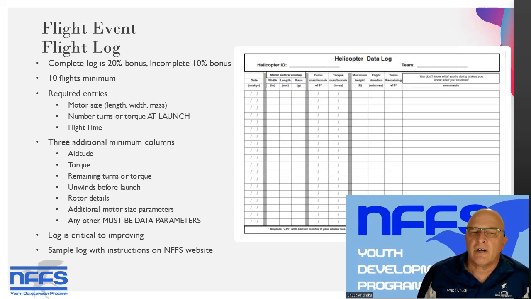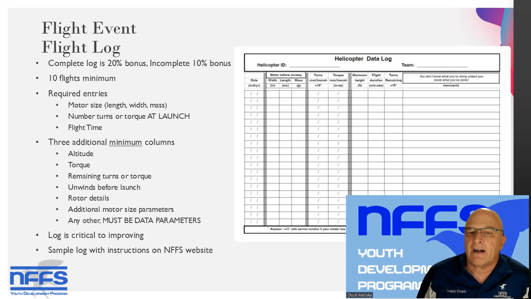Second required one is number of turns or torque at launch. If you're unwinding your rubber after winding to max, be sure to report the number of turns or torque at launch, not your max. Your max could be a separate parameter, but the rules require the number of turns or torque at launch, and then the flight time of the flight. The additional columns, they ask for 3 as a minimum, more is better.